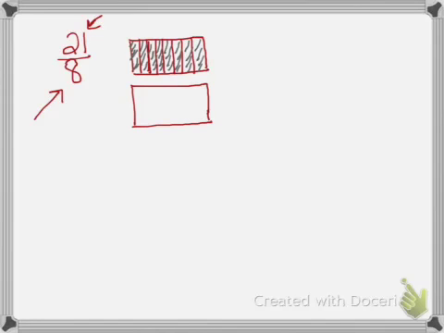Okay, and we know that this has to have 8 pieces because there are 8 pieces in our whole. So 1, 2, 3, 4, 5, 6, 7, 8. And I need to have a total of 21, and I've only got 8 so far, so let's keep counting. 9, 10, 11, 12, 13, 14, 15, 16. All right, I don't have enough yet, so let's draw another one.